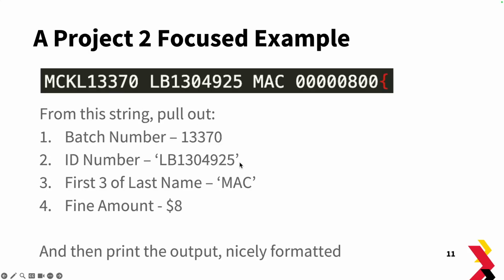We want to pull out the ID number, which is LB1304925 here. We're then going to pull out the first 3 of their last name. And then lastly, we're going to pull out the fine amount. And the fine amount is going to be $8. Okay, it says 800 here, but this is a fixed length file, and it is assumed that there's a dot there, right? So it's $8.